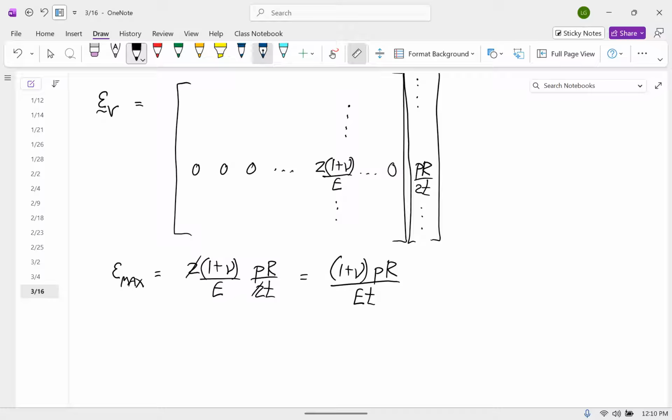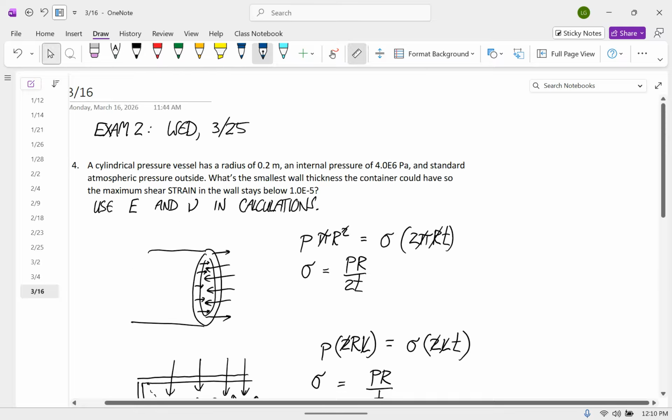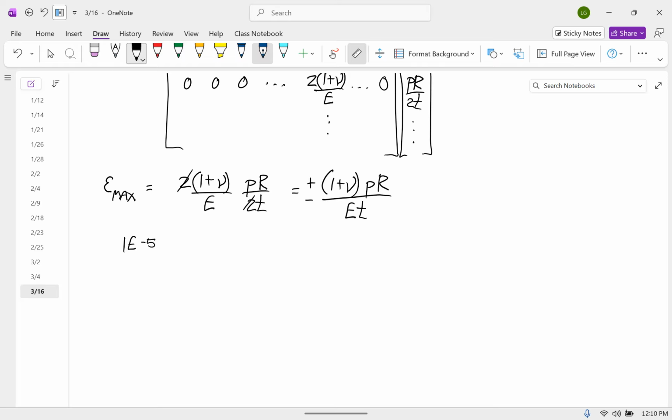And this could be plus or minus, but we don't care about that. We just want to keep the absolute value less than 1 times 10 to the minus fifth. So now we'll set 1 times 10 to the minus fifth equal to 1 plus nu times PR over E times the thickness.